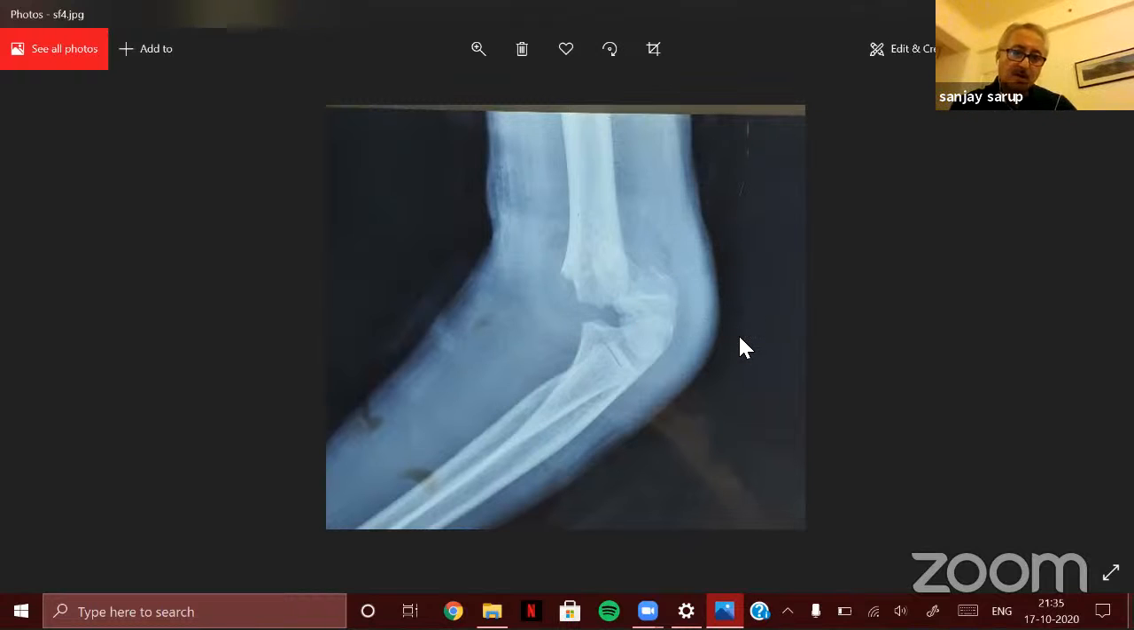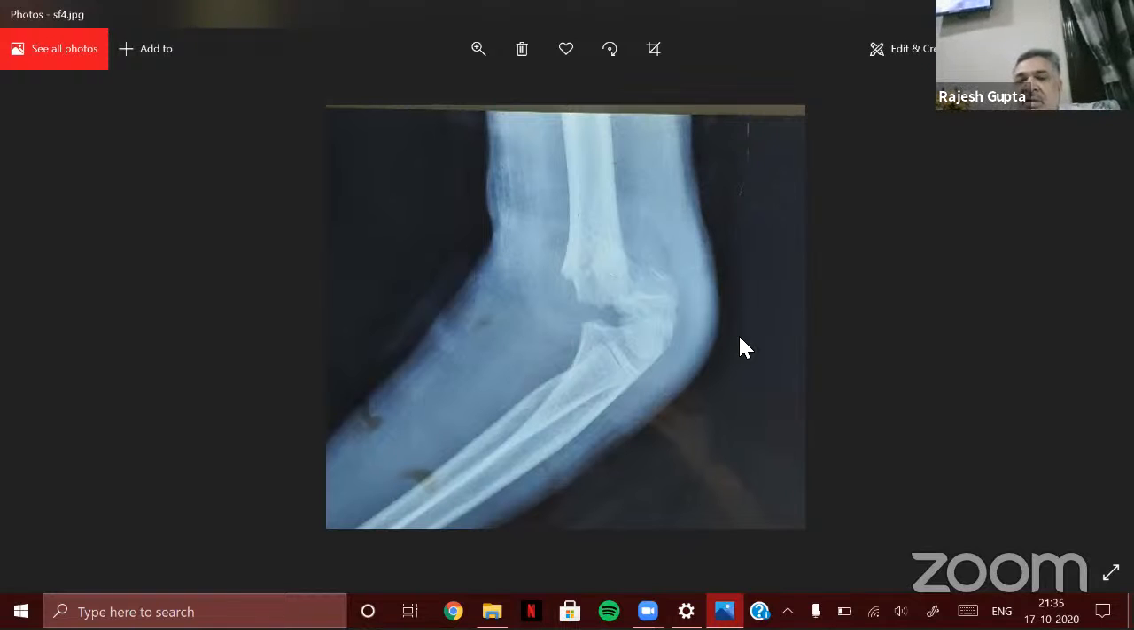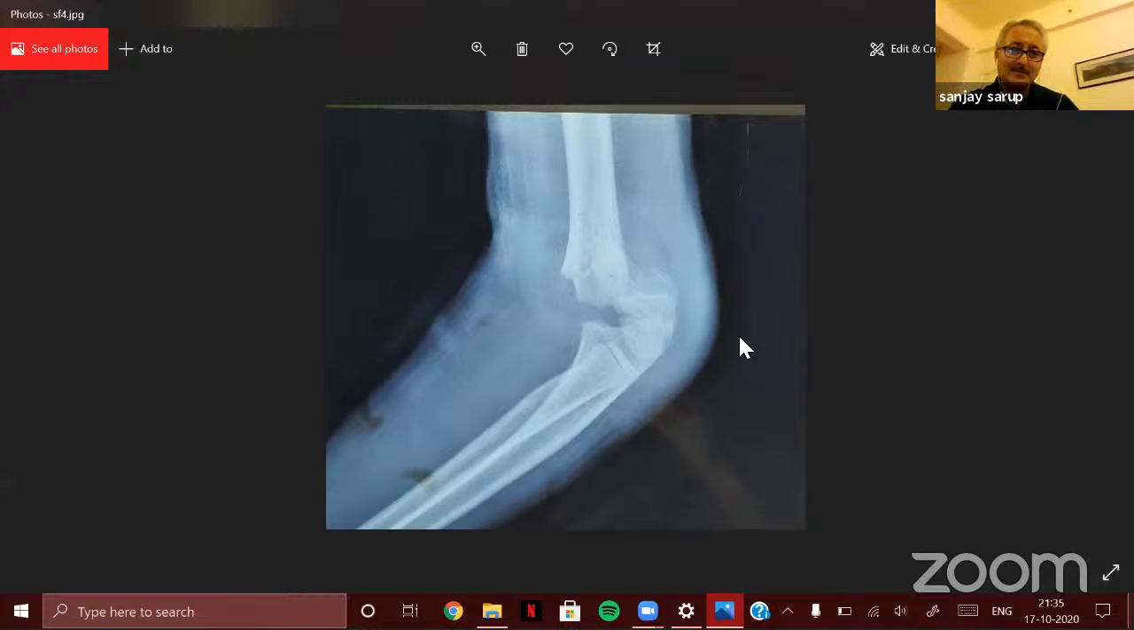A fresh supracondylar fracture at the time of injury. Now he went to massagers and all those things, and he came to us after 6 months of treatment by massagers. Now we know that the treatment of a fresh injury is closed reduction and pinning, or open reduction, whatever. Right, Sanjay? Right, sir. But he never got any of those things.